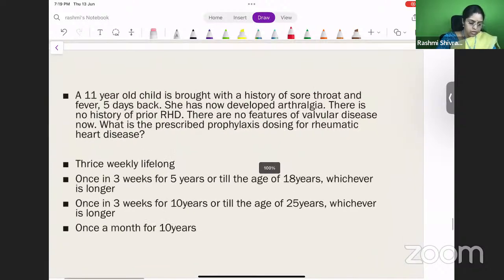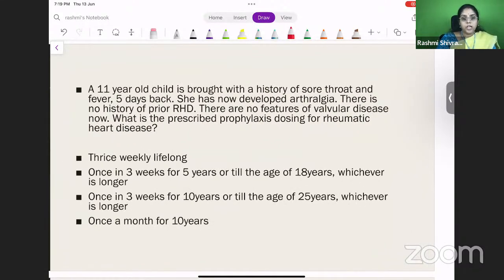The next question: an 11-year-old child is brought with a history of sore throat and fever 5 days back. She has now developed arthralgia. There is no prior history of rheumatic heart disease, and there are no features of valvular disease at present. What is the prescribed prophylaxis dosing for rheumatic heart disease?